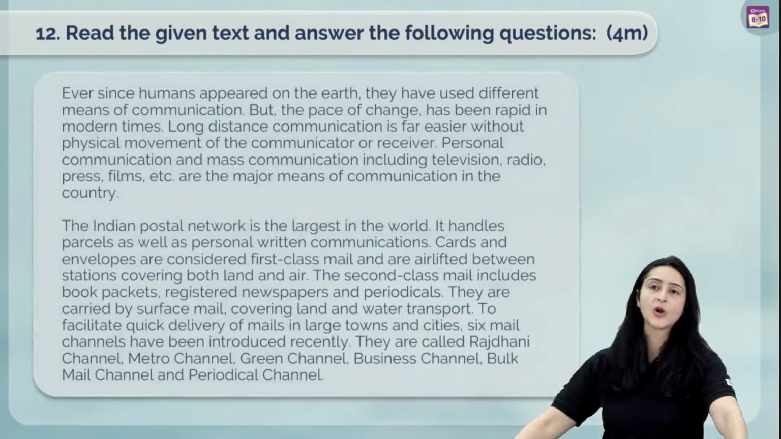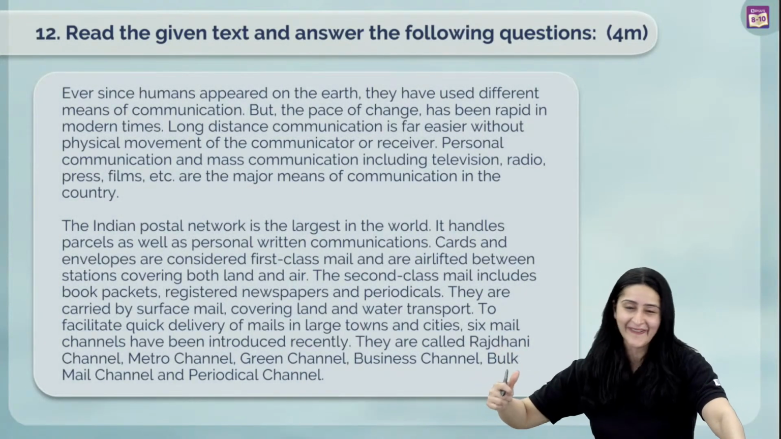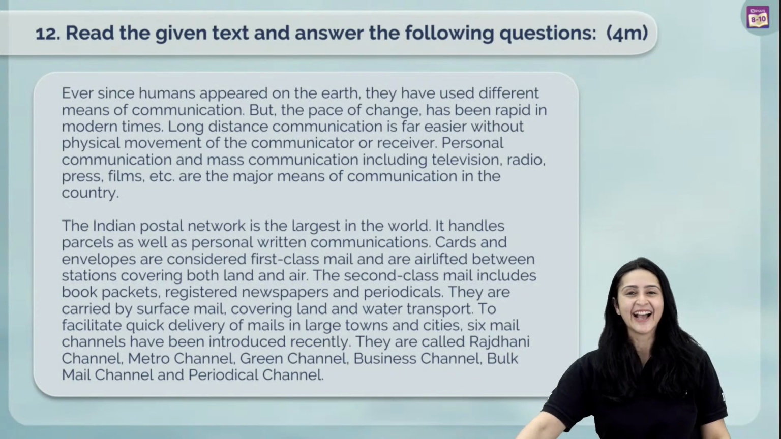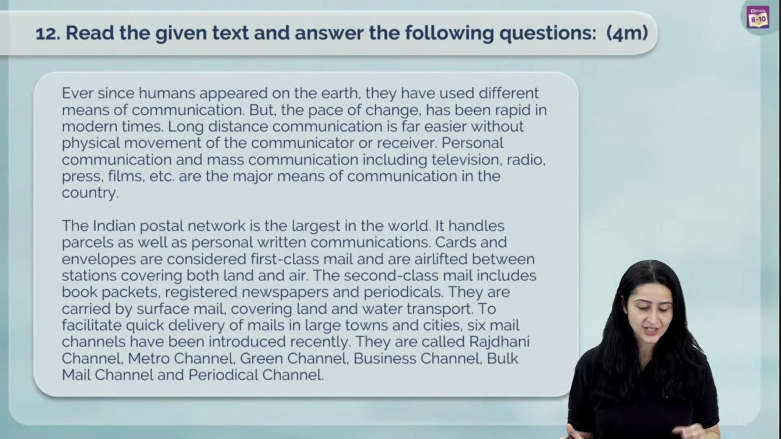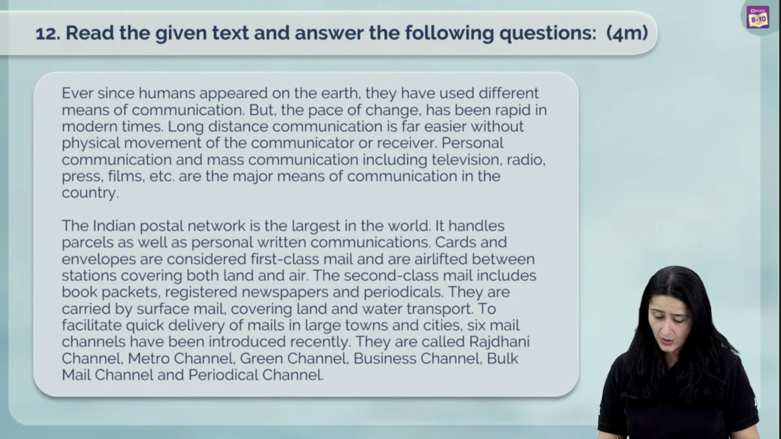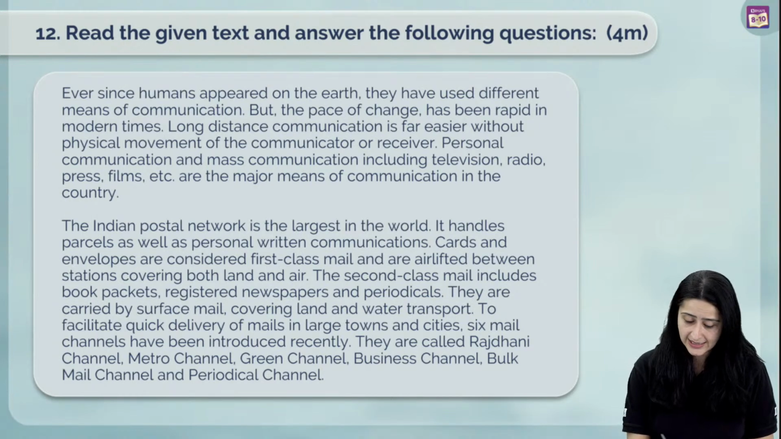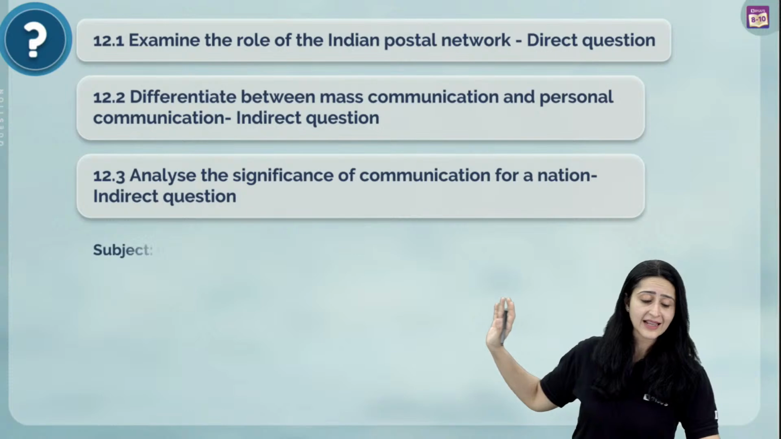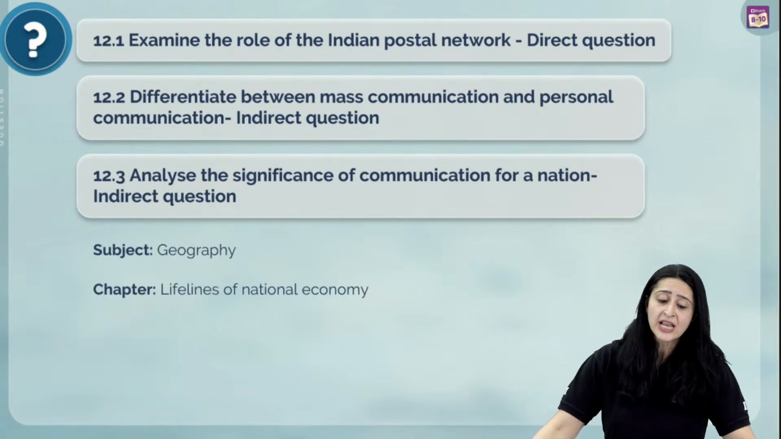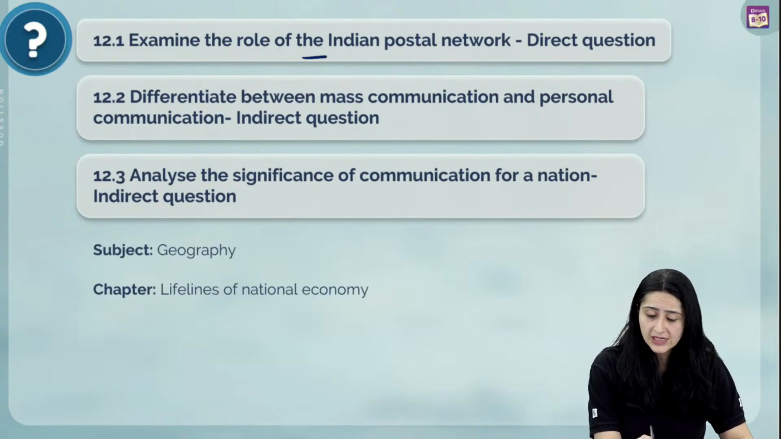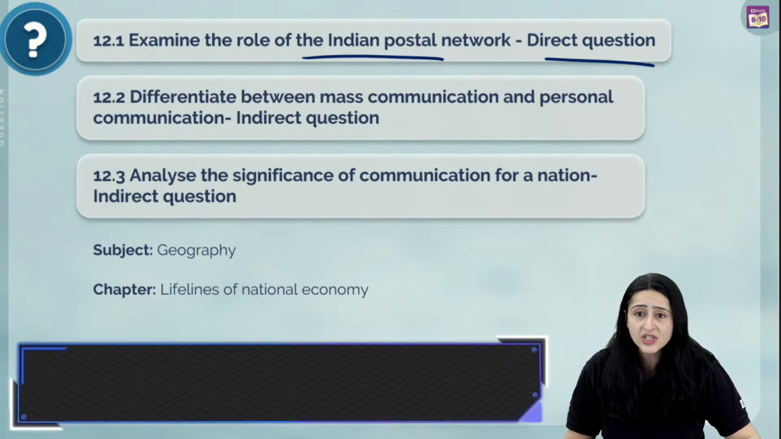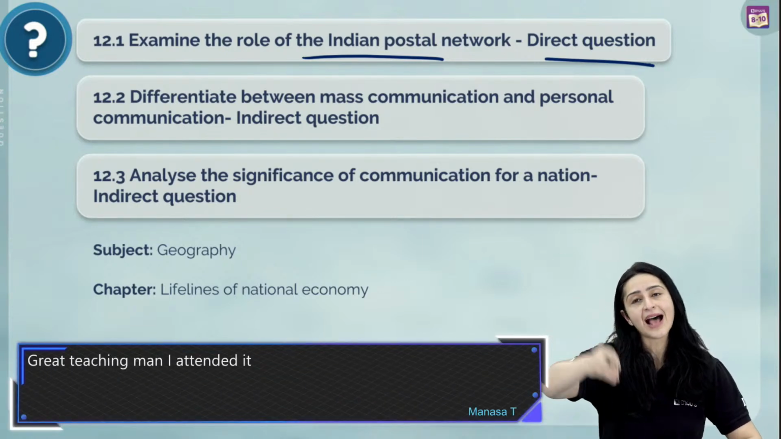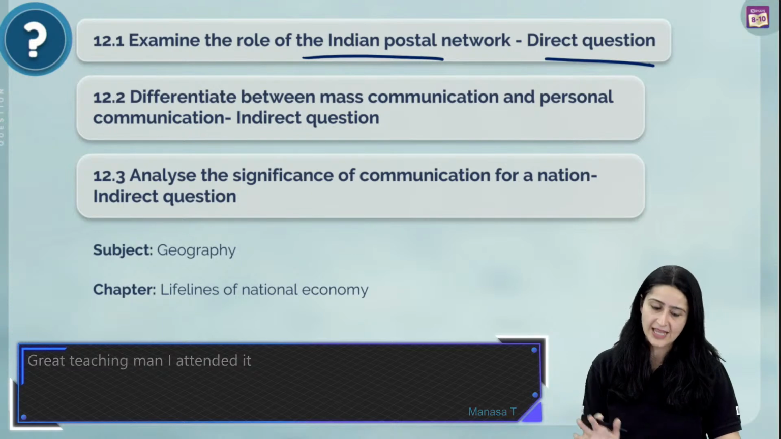And we move on to question number 12, which is now the geography question. I'm sorry. So this geography question is about what? It is about communication, as we can see, and I'm going to give you the questions really quickly. There are 3 questions that have come from this passage. Examine the role of the Indian postal network. This is a direct question. Direct question means that the answer of this question will be found in the passage itself, right?